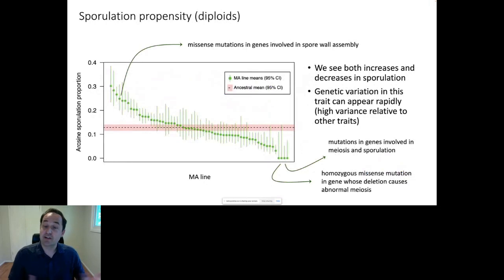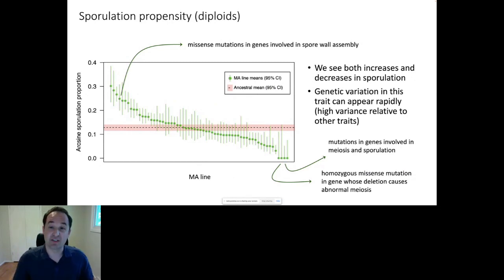There are some other fitness-related traits that we can study in yeast, and some are specific to certain ploidy levels. So in diploid yeast, when they sporulate, which is a meiotic event, they form 4 haploid spores, and we can score how readily they do that. So here in the red area is where the ancestral strain of our mutation accumulation lines falls in terms of its sporulation rate. And we see that in these mutation accumulation lines in green, many lines have lower sporulation and many have higher sporulation. This is not necessarily what we would expect for a fitness-related trait.